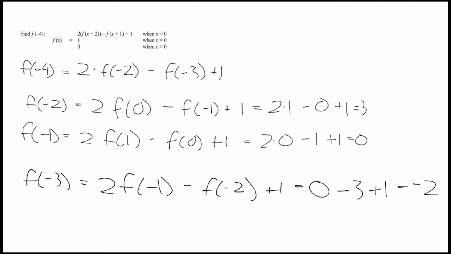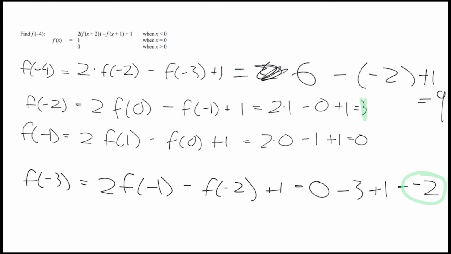So if we know what f of minus 2 is, and we know what f of minus 3 is, we can plug both of these values back into the first equation. And make a circle. I think it looks nicer. And what we end up getting is, apologies, I was looking at the wrong thing. We'll get 2 times 3, which is 6, minus minus 2 plus 1. And this is pretty easy to solve. This becomes 6 plus 2 plus 1, which equals 9, which is the final answer.